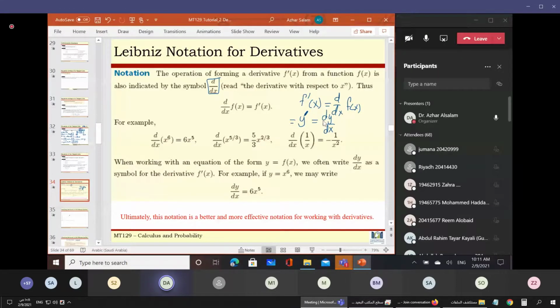So here, I take the derivative with respect to the value of x. I only take the derivative of x. This is the definition: the derivative with respect to x. So when I see this notation d by dx for any function, I immediately take the derivative, differentiate. And also dy by dx. The question is to differentiate.